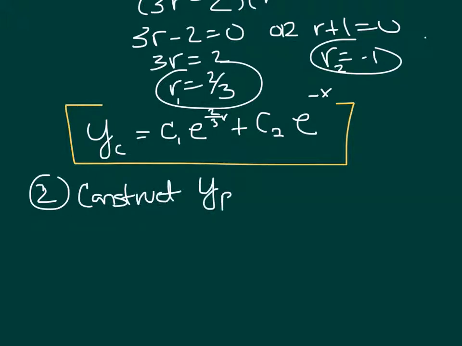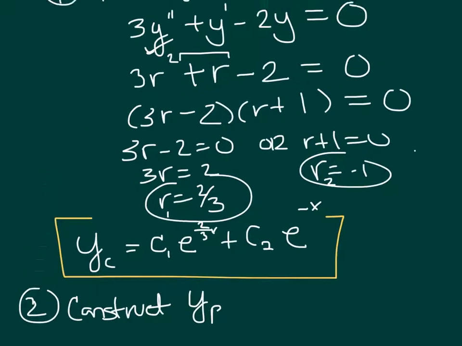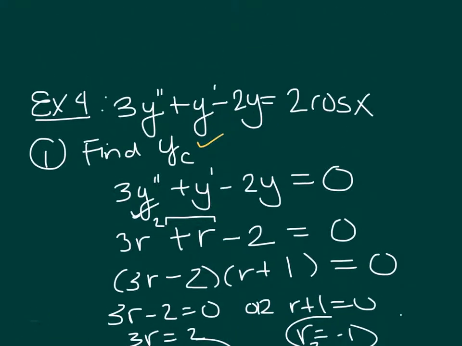The next part is I want to find my y sub p, so let's construct y sub p, a solution to our non-homogeneous equation. This is not the solution to the homogeneous equation with given initial conditions, because we don't have initial conditions in this case. So, construct. What's a good construction? What's our f of x? Here's our function of x.